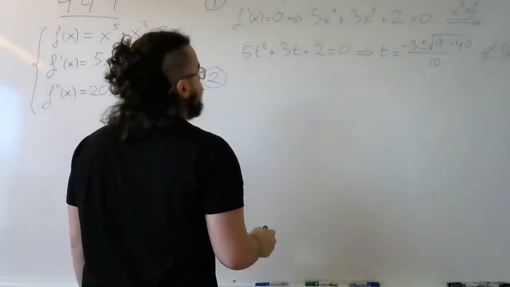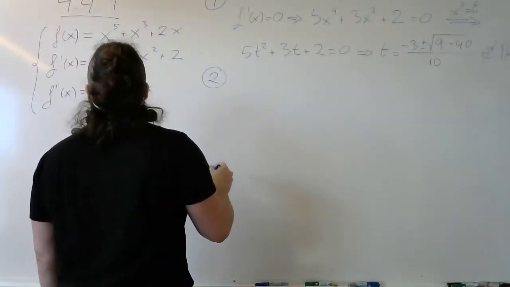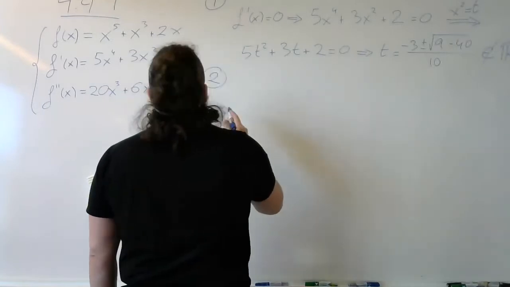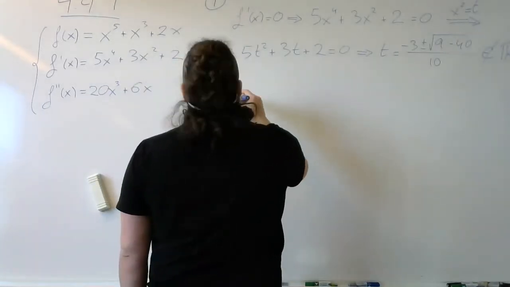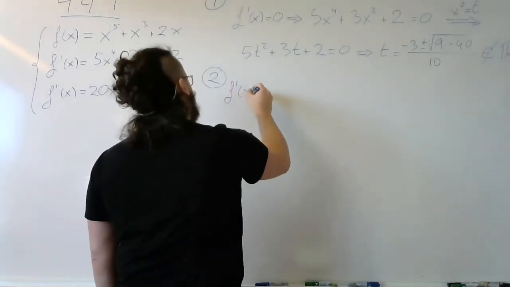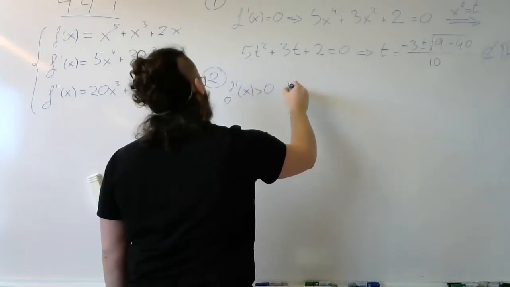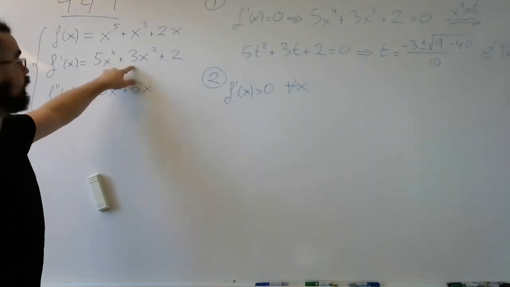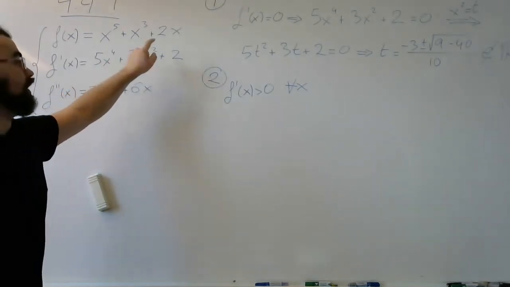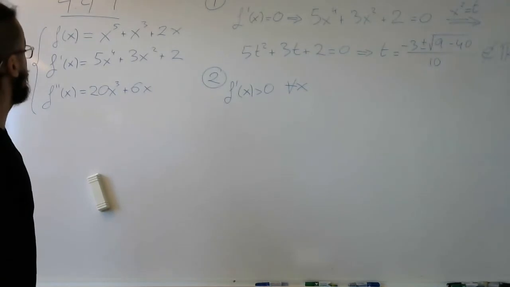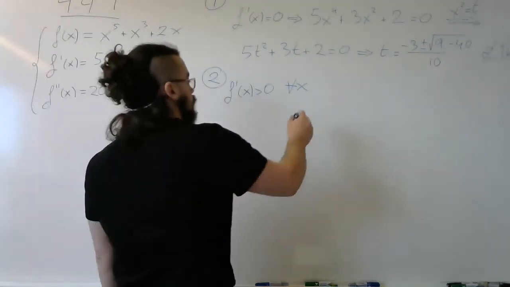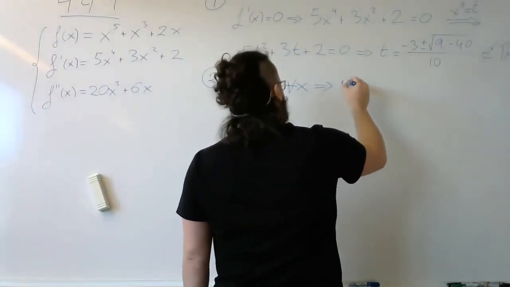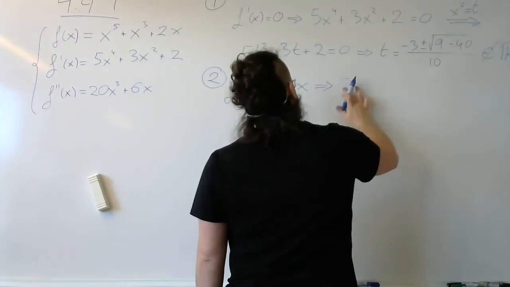Secondly, we're going to study increasing and decreasing of the function. We observe the following. This is always positive. This is positive. This is positive. So the function always grows.